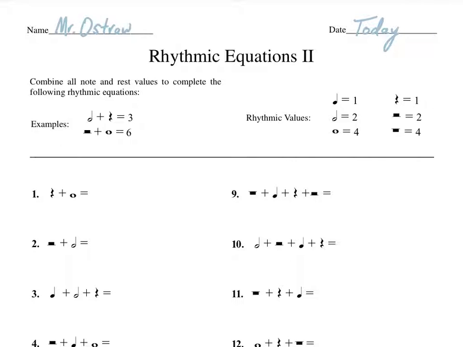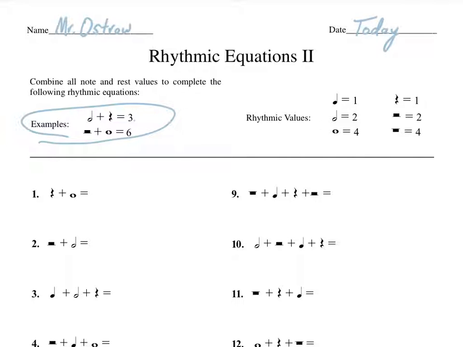And let's read our instructions. Combine all notes and rest values to complete the following rhythmic equations. And underneath it, we have an example here of a half note plus a quarter note equaling 3. And then below that, a half rest plus a whole note equaling 6. Now, where do we get that?